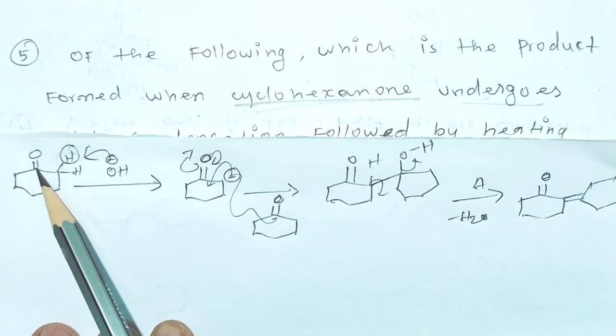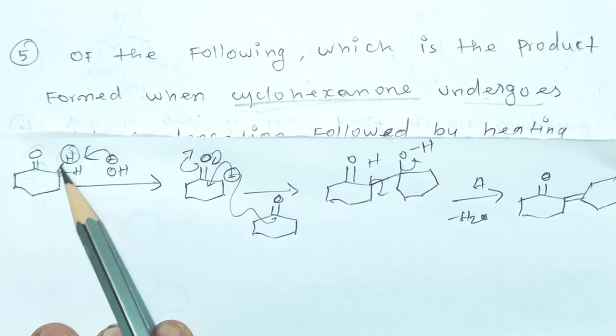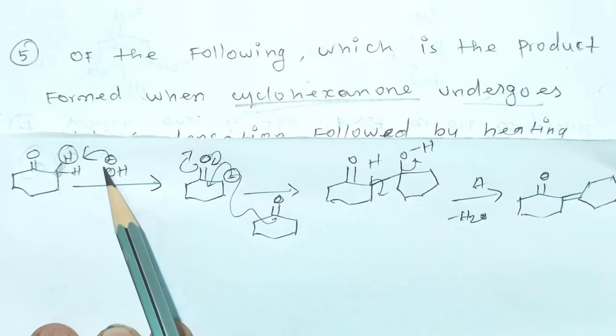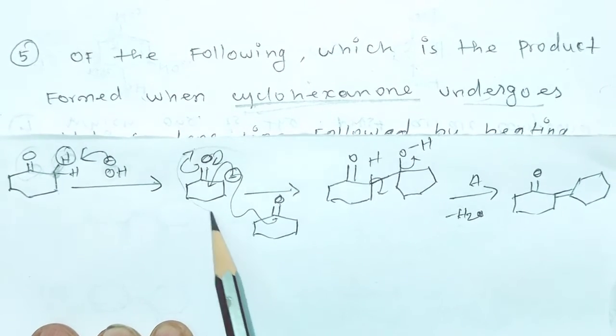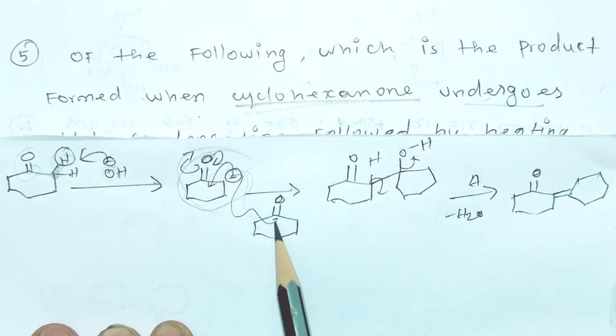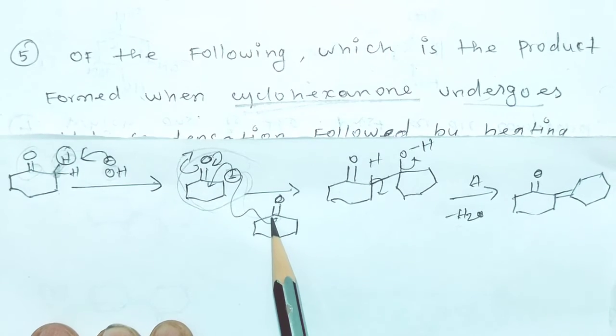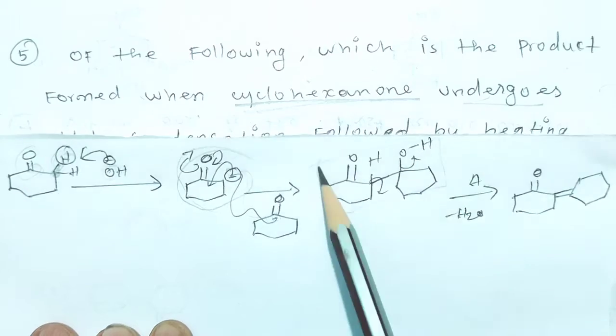Now this ketone group has an adjacent acidic carbon, and the corresponding hydrogen is also an acidic hydrogen. When that hydrogen is taken by the base, we will get one enolate form. Now this negative charge attacks the electrophilic center of that carbon. Finally we will get one aldol compound.